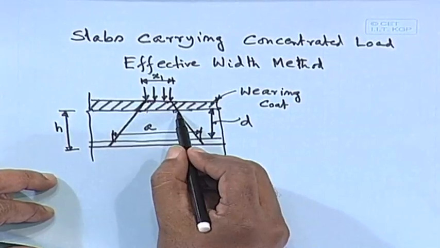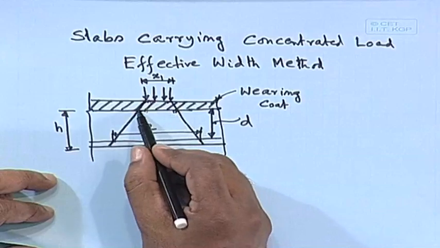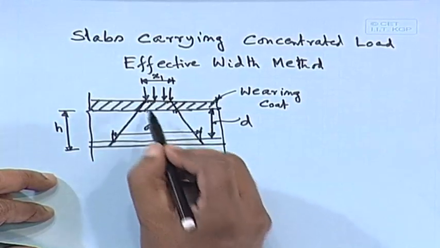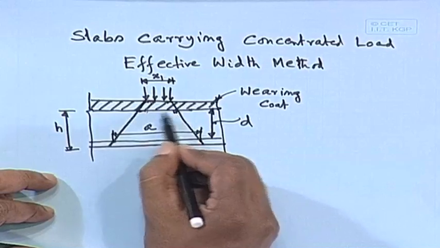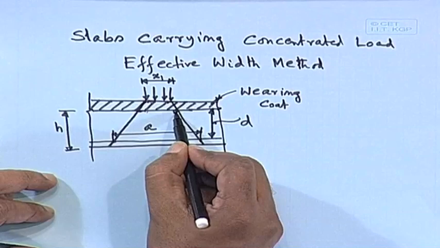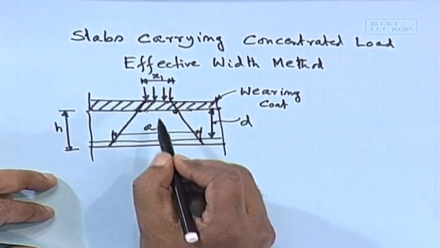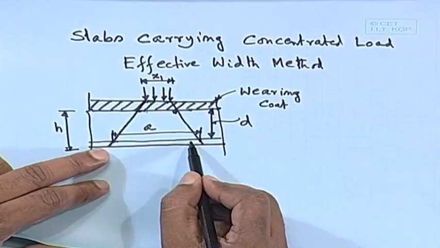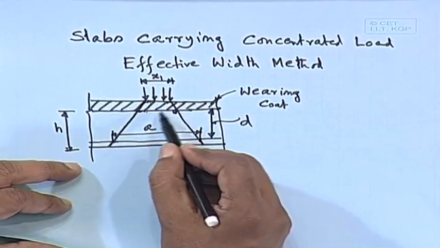Now, one class of designers takes it up to this, another class takes it up to this. Obviously, I can say the designers who go up to the shorter length are more conservative than the designers who take the longer one, because here the moment and all those things will be calculated less compared to this one.